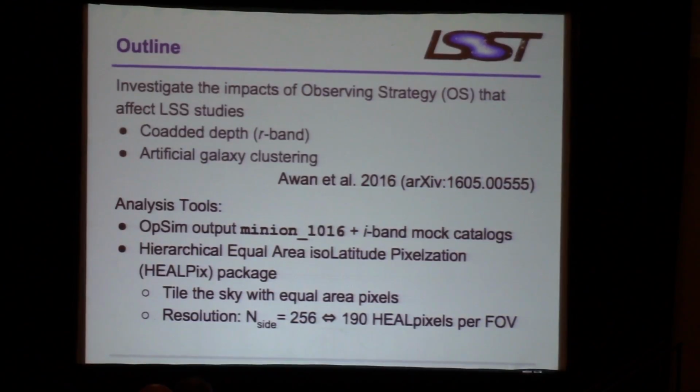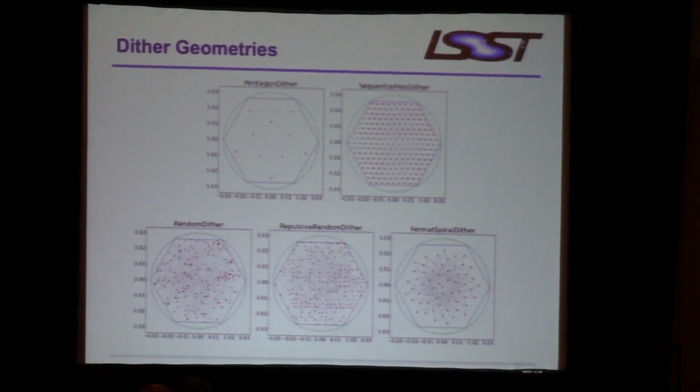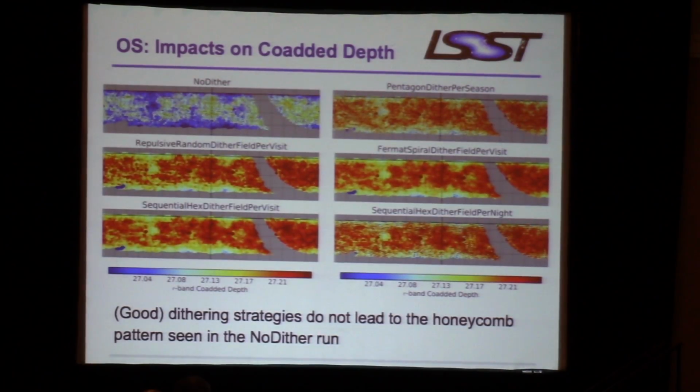In order to mitigate that effect, we look at implementing dithers, which are basically telescope pointing offsets on the scale of the field of view itself, to capture the range of time scales and geometries of the dithers. We look at 3 different time scales: per season, per night, per visit, and different geometries: random, repulsive random, hexagon, and spiral. We basically simulate what the survey is going to look like with those. So these are the results with the co-added depth.